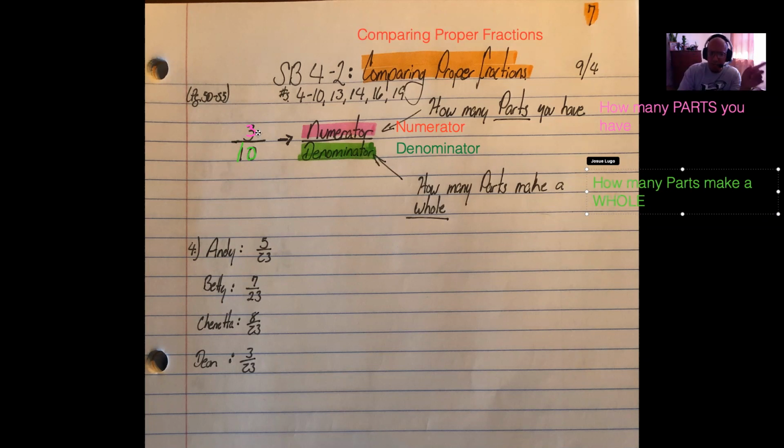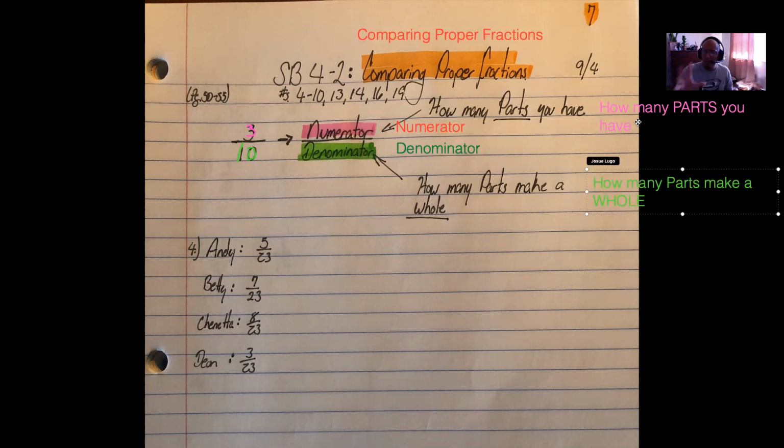So again, we have a fraction that is 3/10. The top number is known as the numerator. The bottom number is known as the denominator. I have those written down here. The numerator, the top number, tells us how many parts or pieces we have out of a whole. And the denominator tells us how many of those pieces on top we actually need to make a whole of something. Again, pause it, copy this down, and then come back and let's continue.